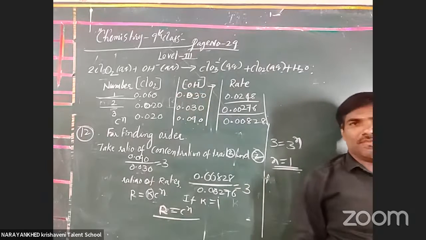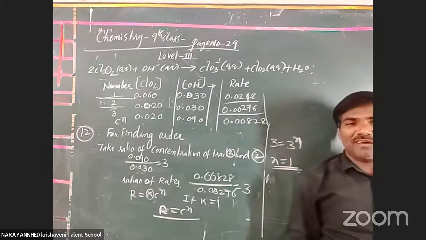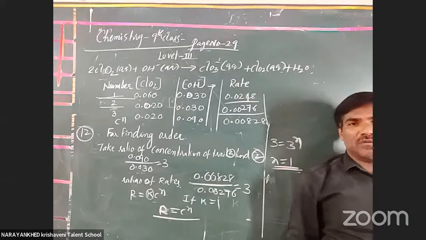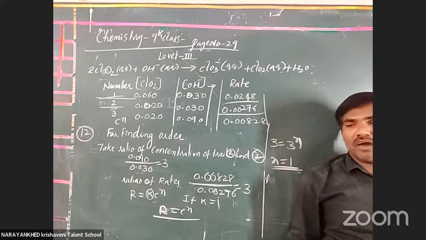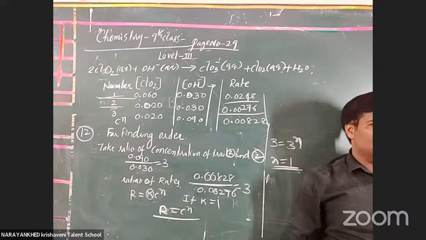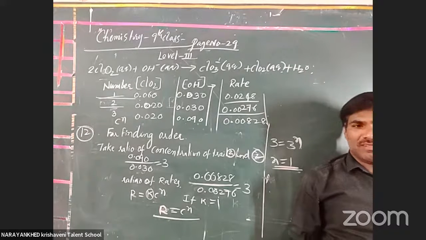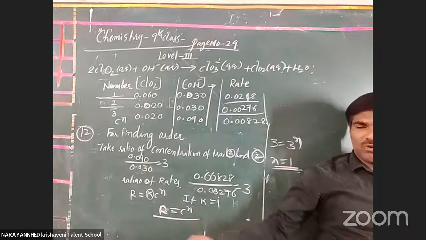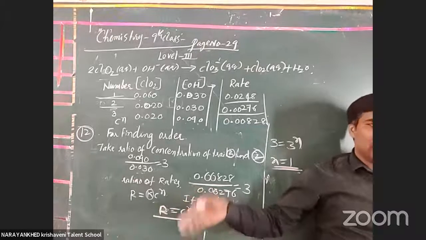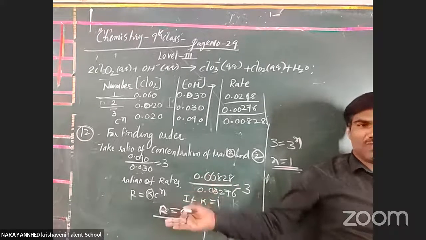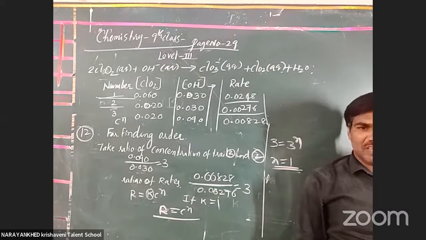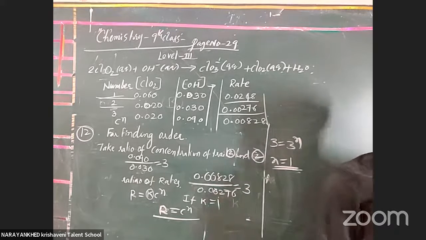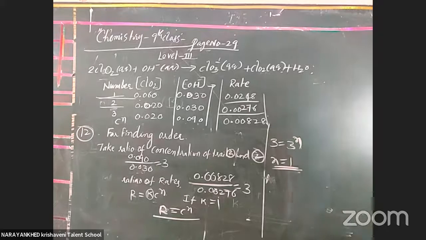That is the 12th one. Next, the 13th one: overall order becomes what? 2 plus 1, simply the answer is 3. The overall order is 3. Reactant 1's order is 2 and reactant 2's order is 1, that's why 2 plus 1, and the answer is 3. Please note down this 12th one.